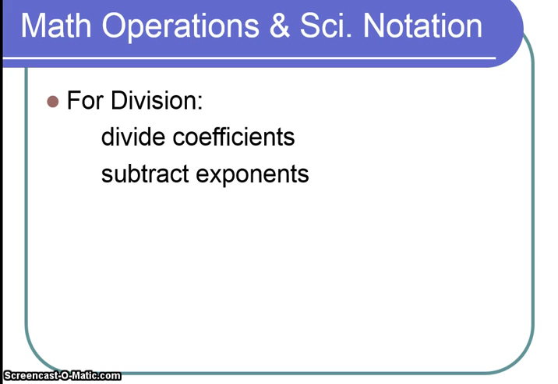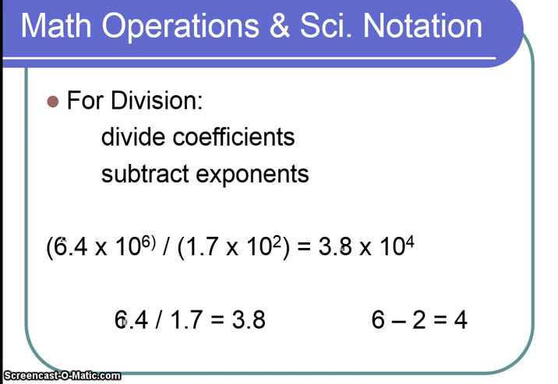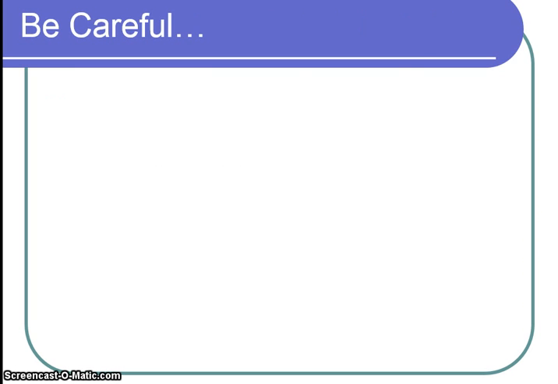For division, divide your coefficients and subtract your exponents. The opposite of multiplication. Makes sense. 6.4 times 10 to the 6th divided by 1.7 times 10 to the 2nd equals 3.8 times 10 to the 4th. Divide our coefficients. 6.4 divided by 1.7 equals 3.8. 6 minus 2 equals 4. Wow, doing really good on this one.